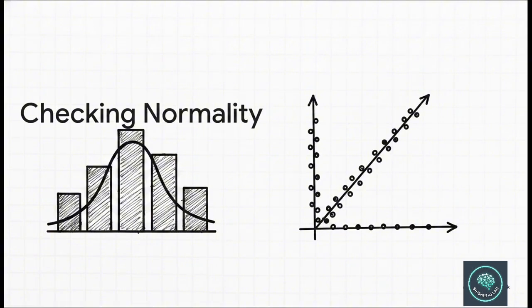We also use QQ plots, which basically line up our actual data against a theoretical normal distribution. If the dots on the QQ plot hug a nice straight 45-degree diagonal line, well, we can breathe a huge sigh of relief. It means our errors are beautifully normally distributed.